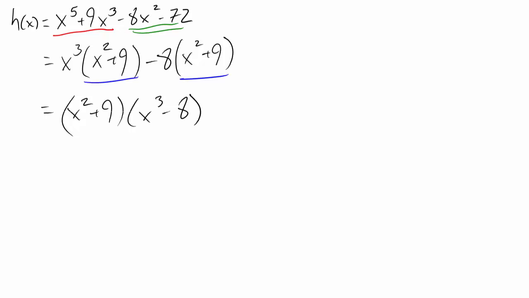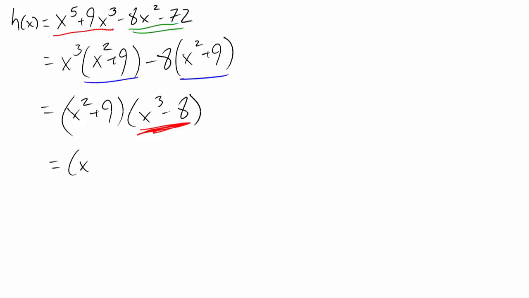Now, this has been factored a little bit, but this is not limited to strictly linear and irreducible quadratic factors. X squared plus 9 is irreducible and quadratic. However, x to the 3rd minus 8 is neither linear nor quadratic, so we have to keep going. And as it happens here, 8 is a perfect cube, so that means this x cubed minus 8 is in fact going to be broken down using a difference of 2 cubes.